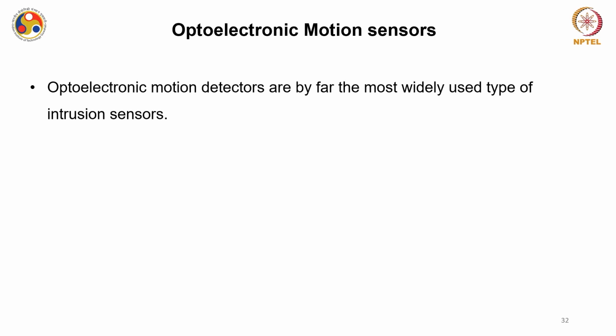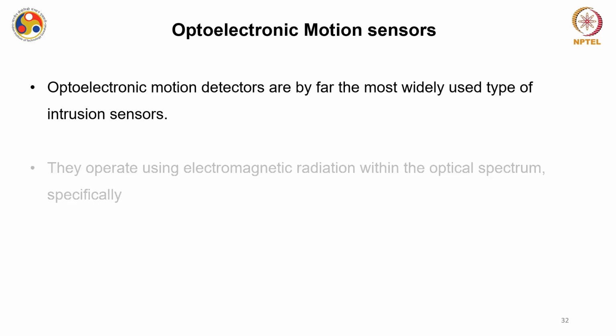We have to take help of optoelectronic devices there, and we call them optoelectronic motion sensors. Optoelectronic motion detectors are by far the most widely used type of intrusion sensors. They are very popular for intruder detection, particularly in harsh conditions and at places where human intervention is limited, where we cannot go and measure these things.